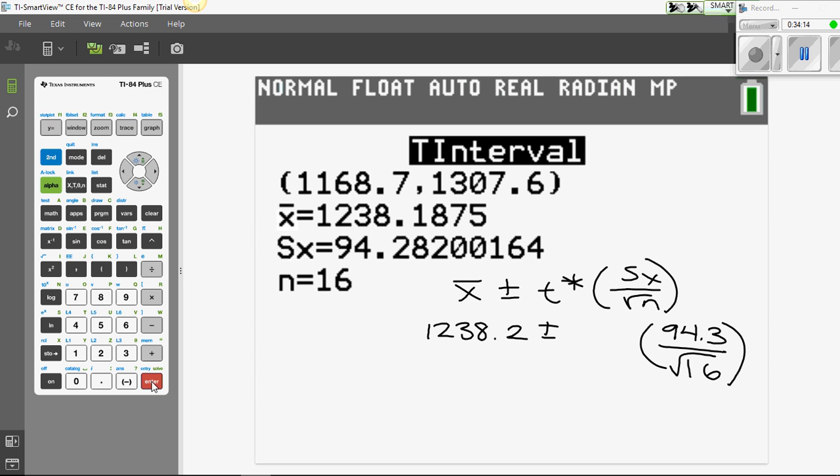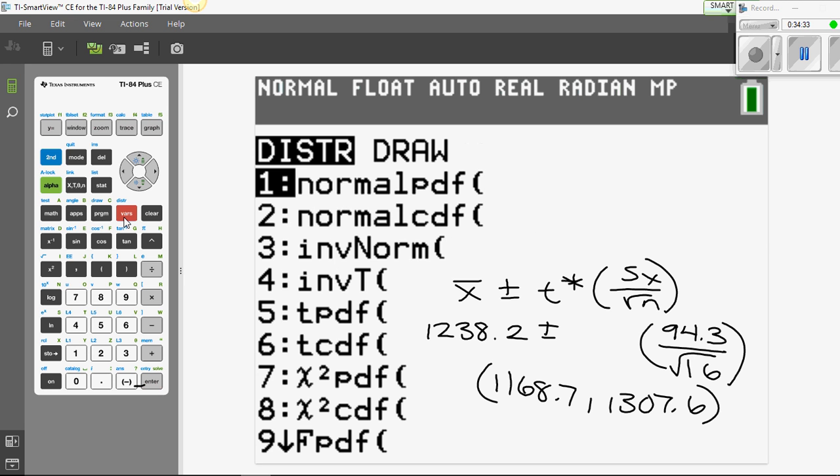You guys literally see how I'm plugging everything in? Yep. All right. Interval, I'm going to go and write that: 1168.7, 1307.6. Guys happy there? It's the only thing I've got to go find now, t star. So I'm going to take a moment, go to second vars.